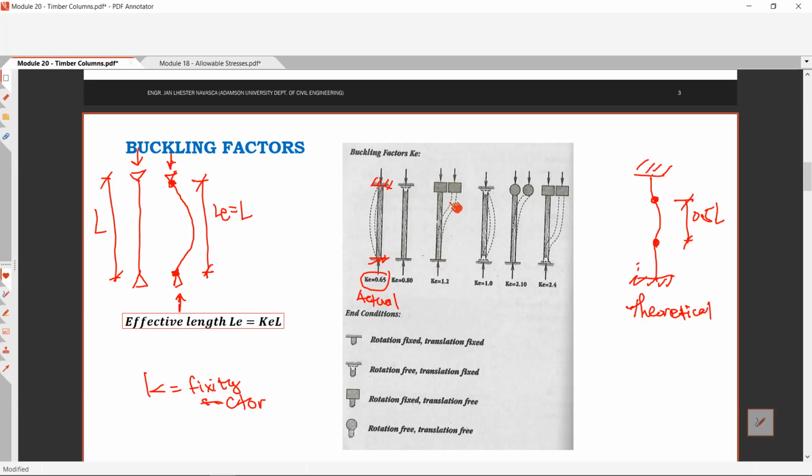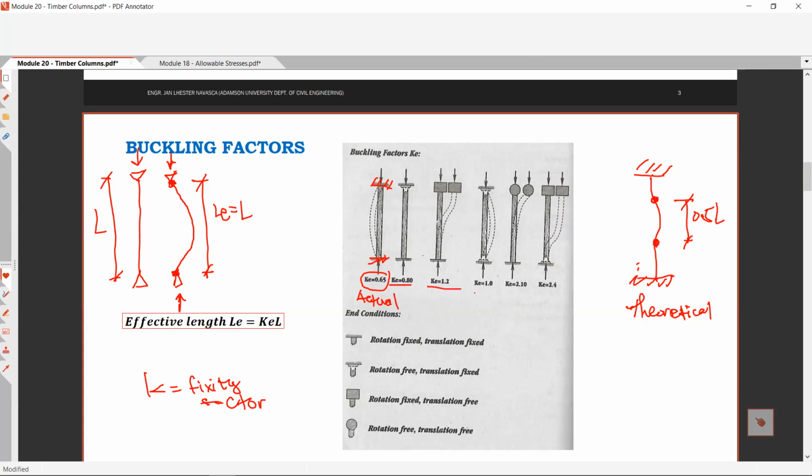Okay, so this one naman is fix free. Rotation fixed, then translation free. This one is K equals to 1.2. Okay, this one is pin yung baba, pin yung taas. That is K equals to 1.0. Fix free, that is K equals to 2.1. And fix rotation translation, pin, then rotation fixed translation free, that is your effective fixity factor KE equals to 2.4.